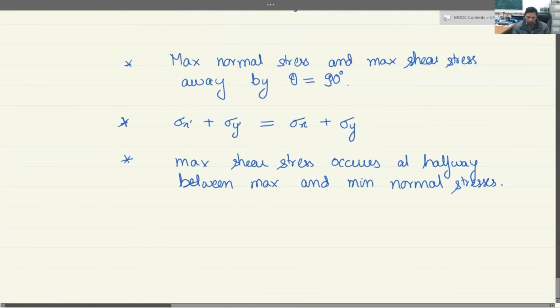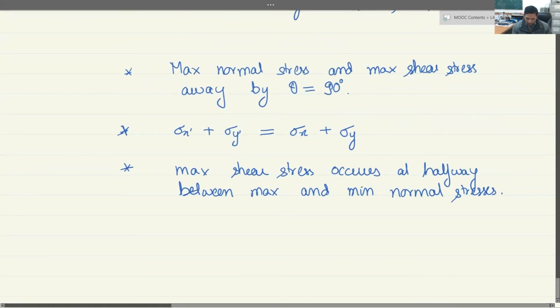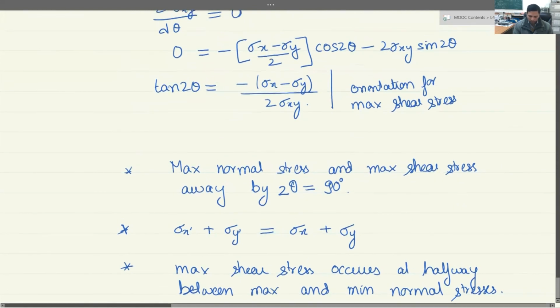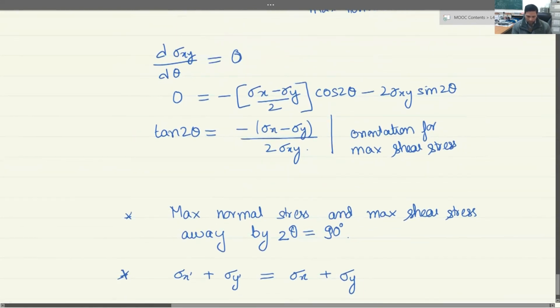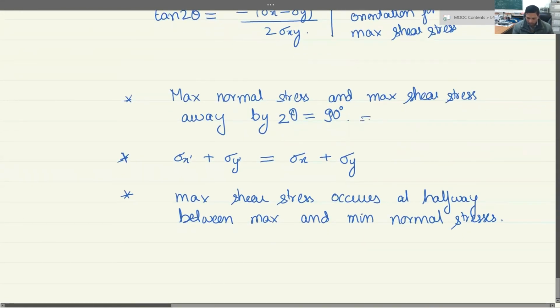Okay, so there is one thing that I made a mistake here. So maximum normal stress and maximum shear stress are away by 2 theta equal to 90, not theta equal to 90 degrees, because we have measured these in terms of 2 theta, which would mean that they are away by theta equal to 45 degrees.